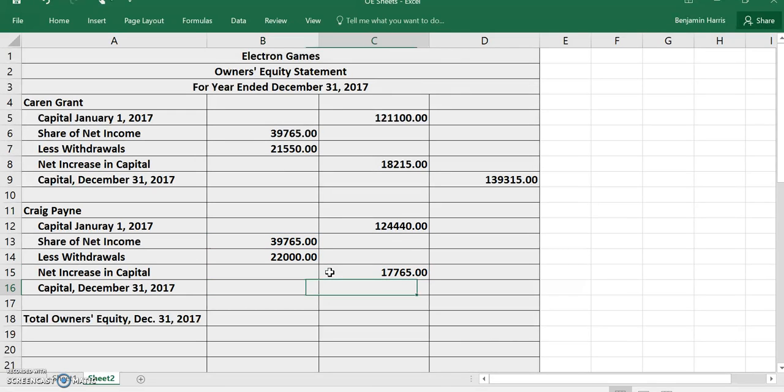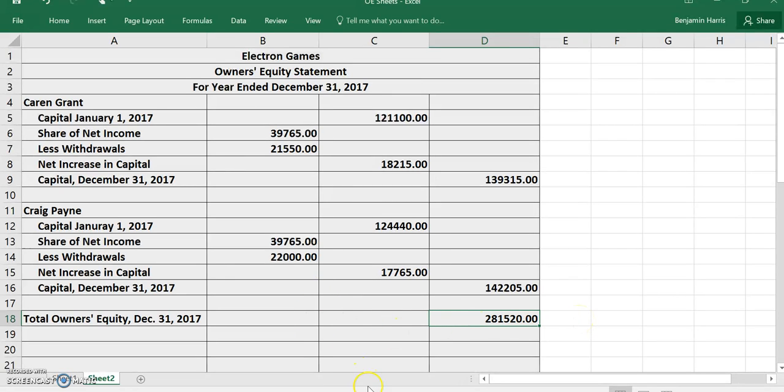Let's put these in the right columns here. So our net capital is going to be the sum of these two numbers. At the end of the year, Craig now has a capital of $142,205. We're just going to add these two numbers together, and we're going to get $281,520. So that's the total owner's capital for the end of the year, December 31st, 2017. We're going to need to make sure we remember this $281,520 number because we're going to need it in the next document.